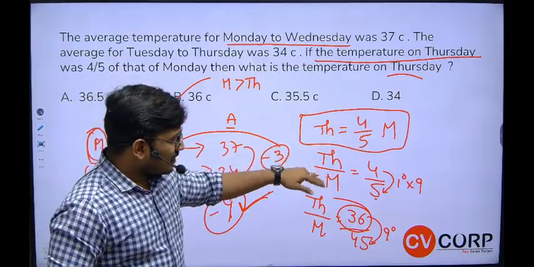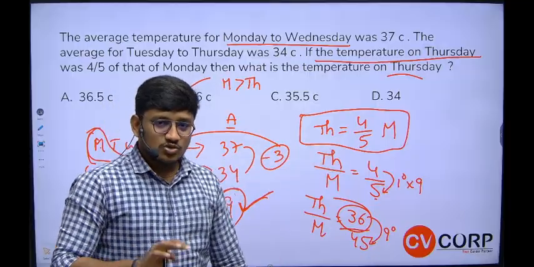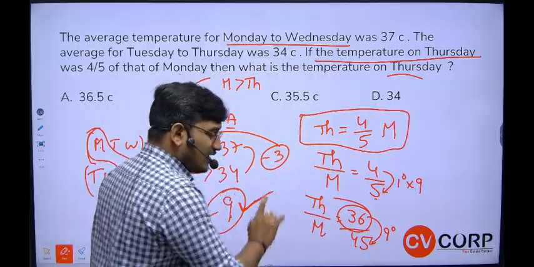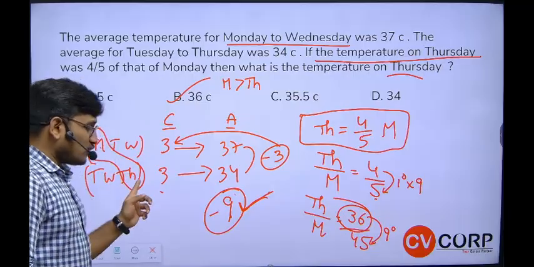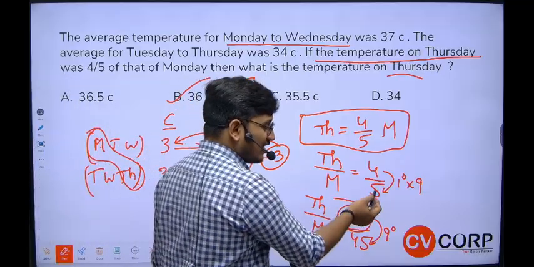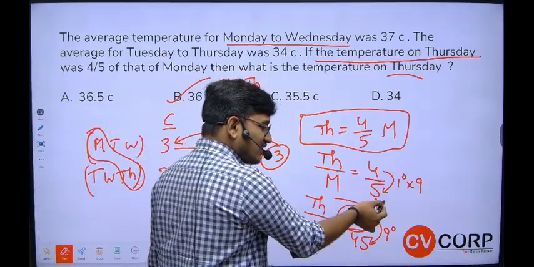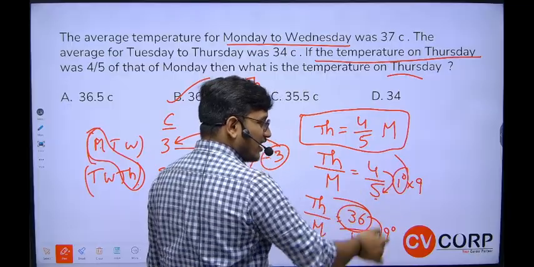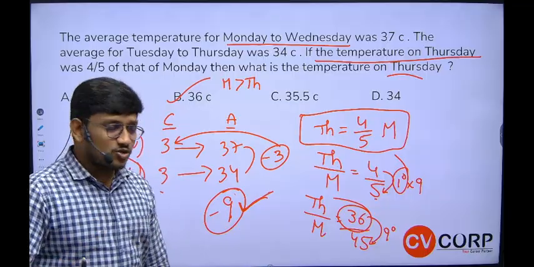Now Thursday by Monday will become 4 by 5. So what I'm checking is, we already got to know that Monday temperature is more than Thursday. How much? 9 degrees. But what's the condition according to the question they have given? Monday temperature is more than Thursday, but only by 1 degree. Okay, so I want that difference to be 9 degrees.